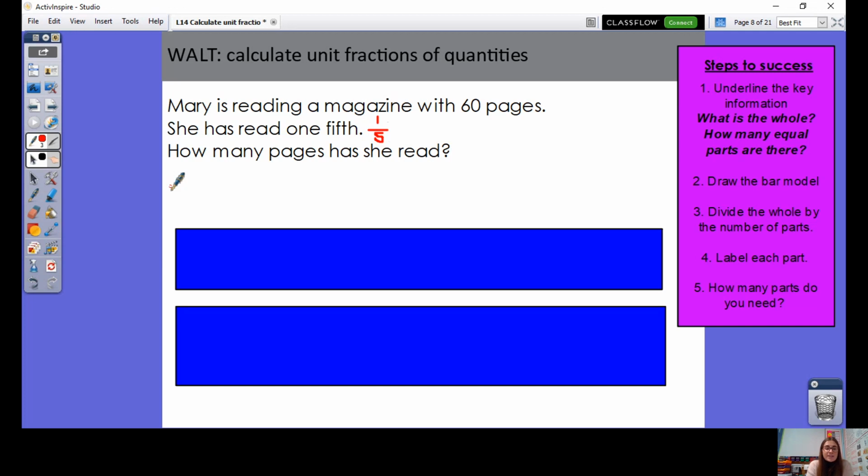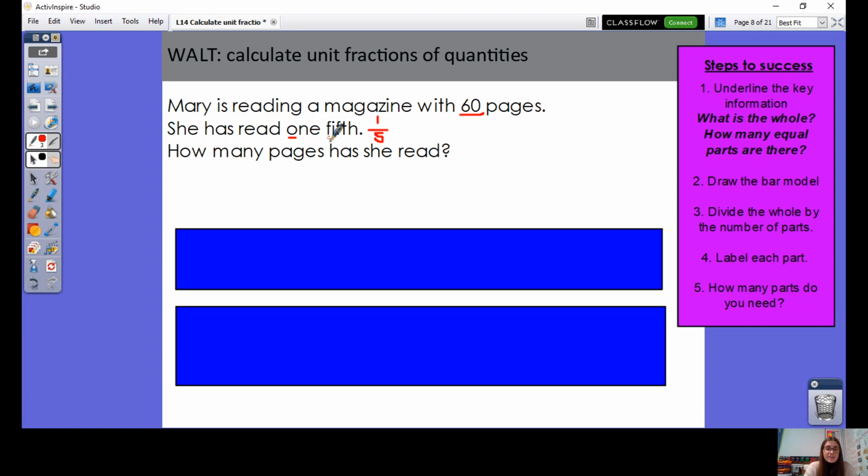So Mary's reading a magazine with 60 pages. She has read 1/5. First of all, my step one is underlining the key information. So first question is, what is the whole? Well, the whole here is 60. The magazine has 60 pages. And how many equal parts of this? So we're trying to find 1/5 of 60.